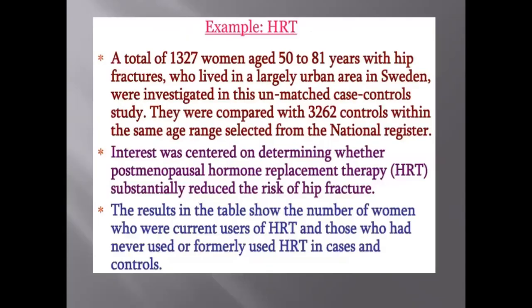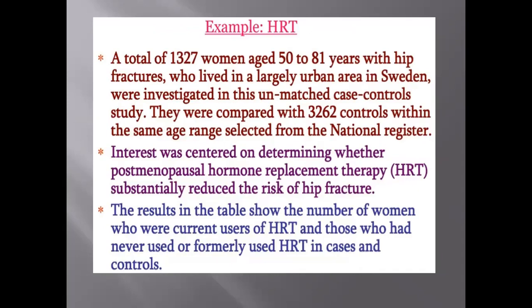Now another example, in this example, it's hormonal replacement therapy in women. A total of 1,327 women aged 50 to 81 years with hip fracture who lived in a large urban area in Sweden were investigated in an unmatched case control study, and they were compared with 3,262 controls in the same age range selected from the National Register.